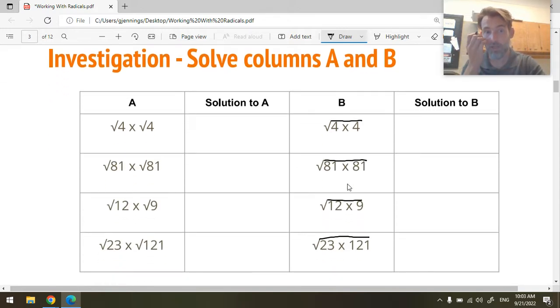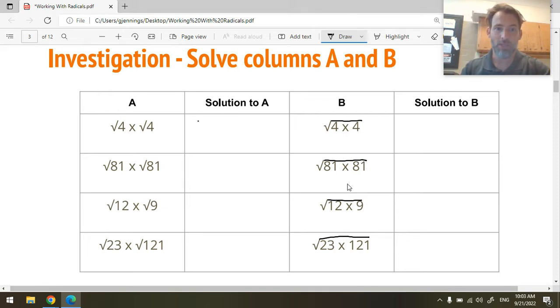So let's first investigate. You can pause the video here and evaluate the following things on your calculator, like the square root of 4 times the square root of 4, or the square root of 81 times the square root of 81, and so on, and compare the two columns. Did you pause and do it? I hope so. Anyway, I'm about to walk you through it.